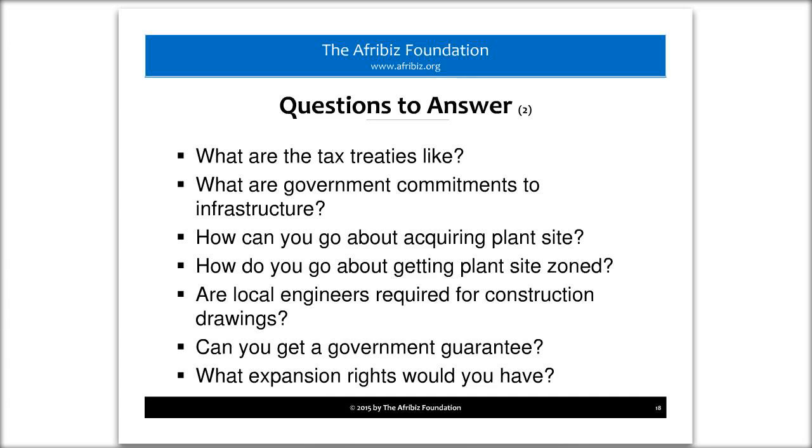Also, the government guarantee, that was the piece that I talked about as it relates to people being independent power producers for providing the power to government, because then it's basically a sovereign guarantee. And for financial institutions, that's something that they really want the strength to know that they're getting their money back. And then also, what expansion rights would you have?